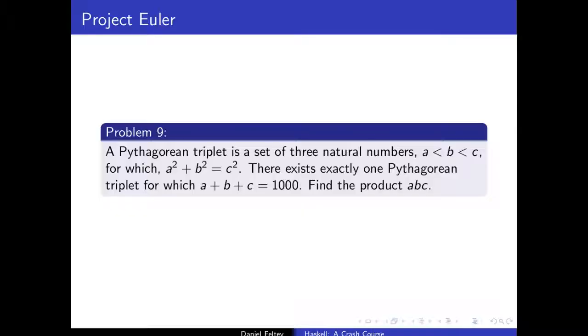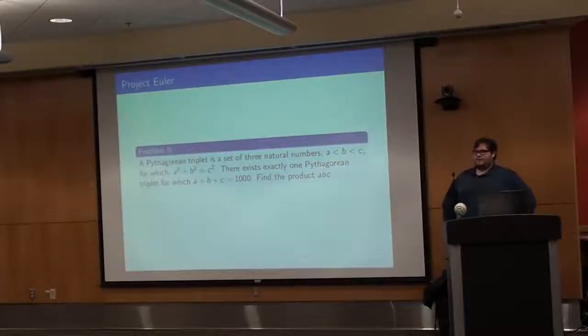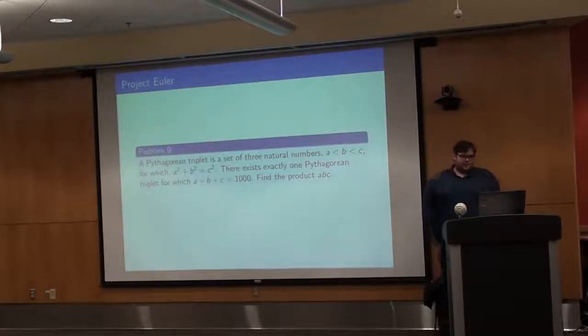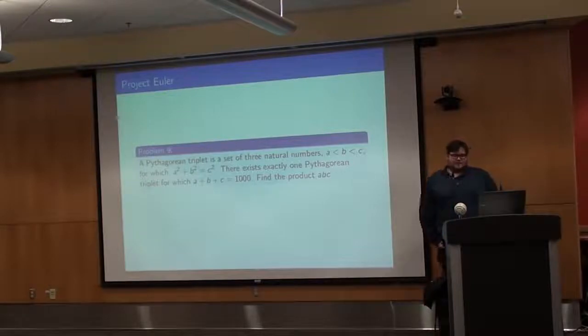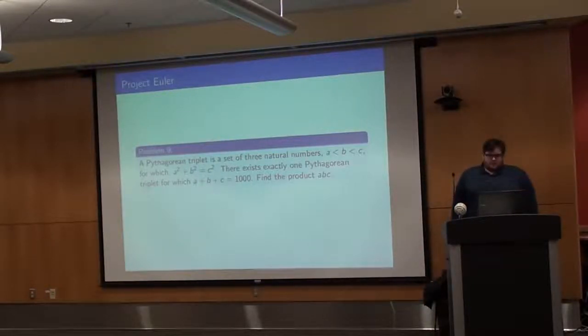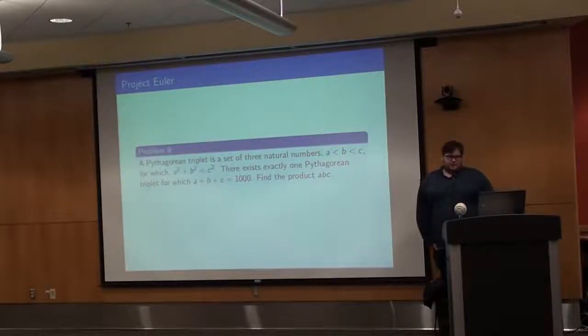So, I'm going to start with Project Euler. Have people heard of Project Euler? Yeah, it's a bunch of math problems that you can solve with code. So this is a particularly nice one. That was one of the first ones I did when I was first learning Haskell. So you've got a Pythagorean triplet, which is a set of natural numbers, a less than b less than c, that you can make a right triangle with, right? So the problem is that there exists exactly one Pythagorean triplet for which a plus b plus c equals 1,000, and you want to find the product of those three numbers.